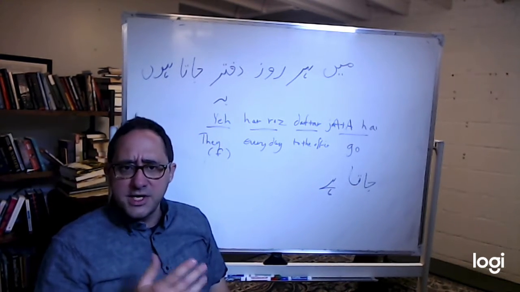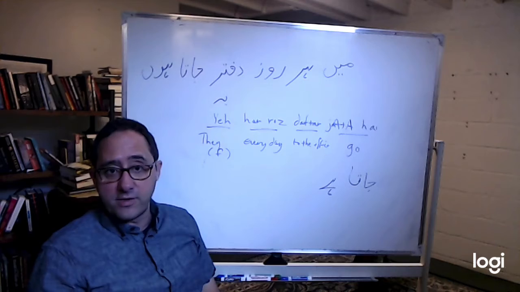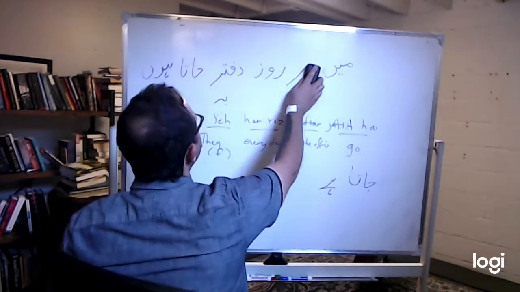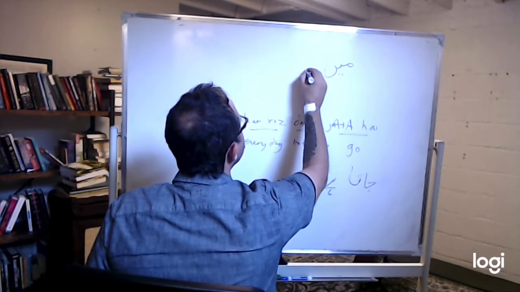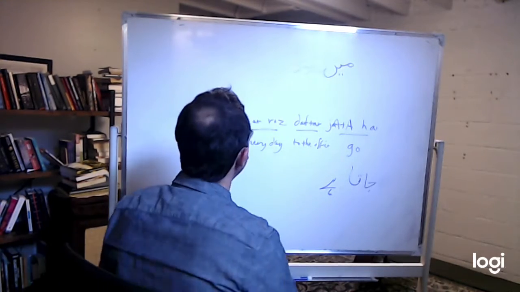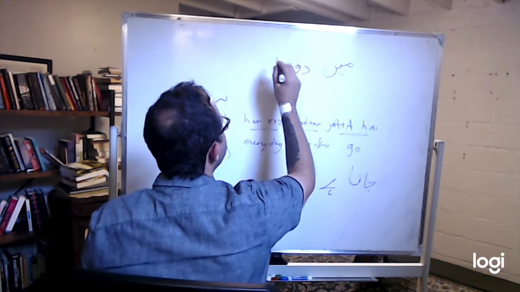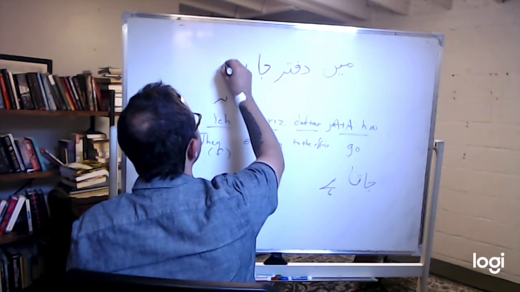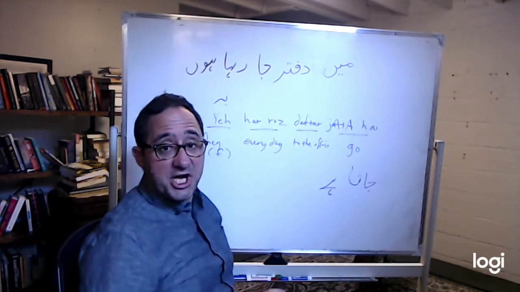But what if they say, what are you doing right now? And I say the same thing. I'm going to the office. I wouldn't say every day anymore, right? Because that's something that's repeated. I would say, main daftar ja raha hoon.